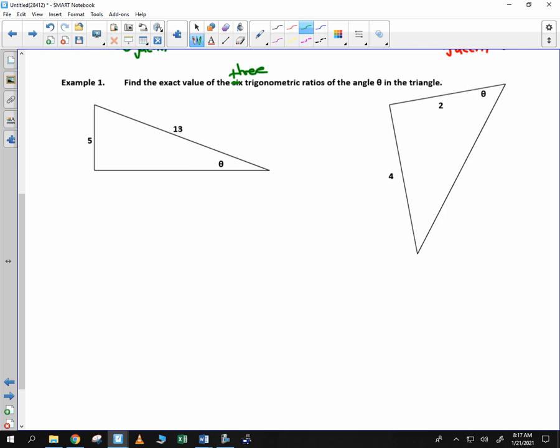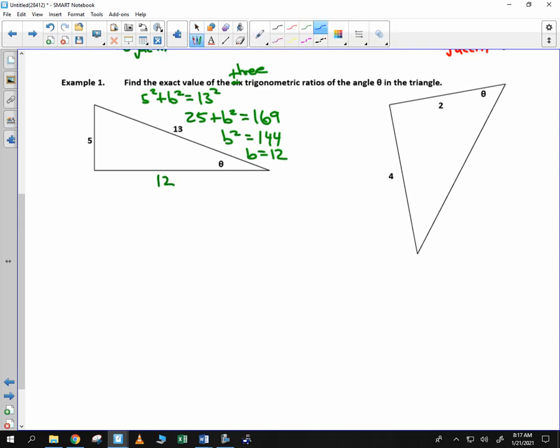First of all, we need the missing side. So we could set up 5 squared plus b squared is equal to 13 squared. So 25 plus b squared is equal to 169. B squared is 144, so b is 12. It is the length of a triangle, so therefore it cannot be negative.